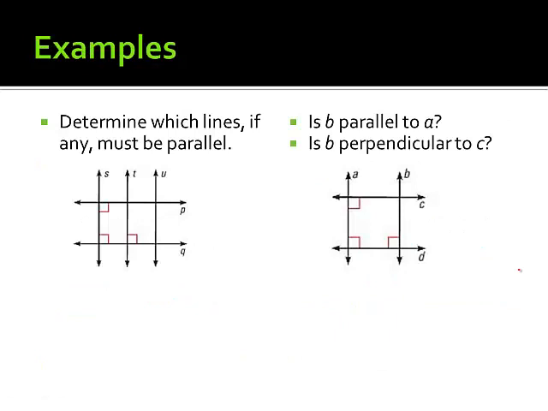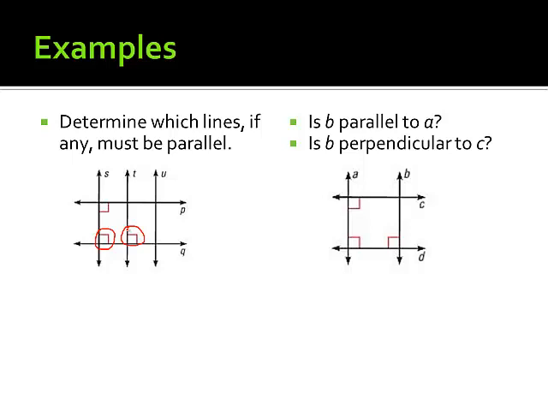Okay, so using the previous theorems, it says determine which lines, if any, must be parallel in this given diagram. Okay, so I'm looking at this. I immediately see that I've got a corresponding angle here and a corresponding angle here. So I say, okay, those are corresponding angles. So I can actually show by the corresponding angles converse that S and T are parallel. But we also have a theorem that states that if two lines are perpendicular to the same line, then they're going to be parallel to each other.